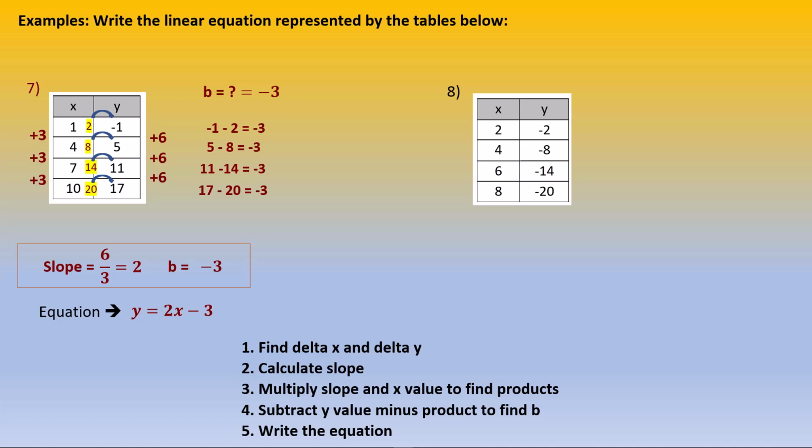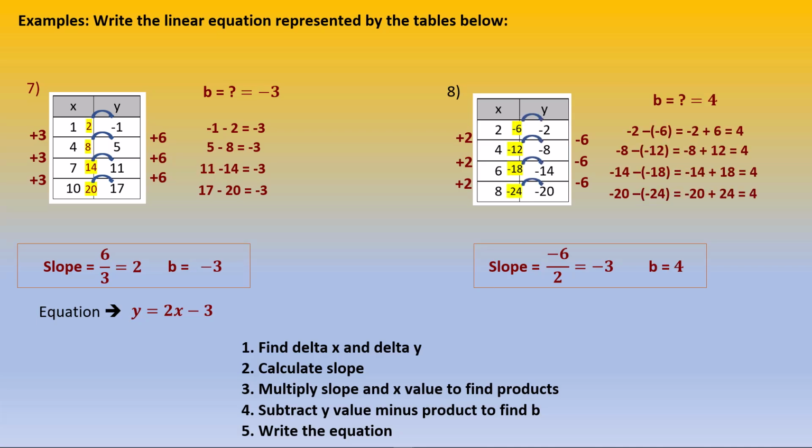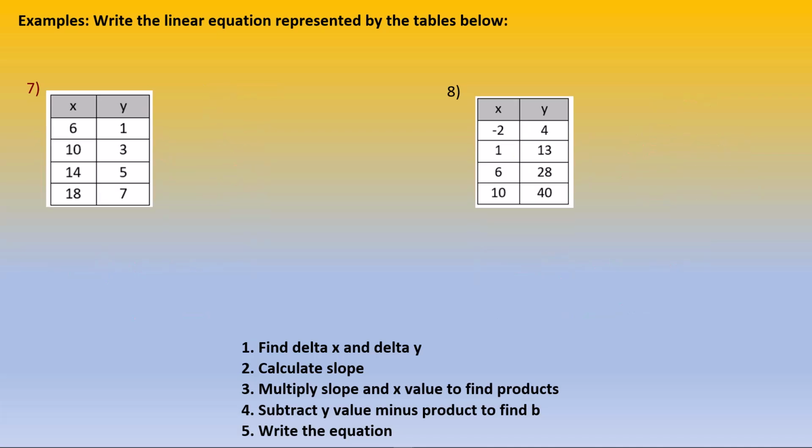In the second example, we follow the same steps. Delta x and delta y, calculate the slope, multiply the slope times x to get products, subtract the products from y to get b, write the equation. Try these next 2 examples. Pause the video while you work out the steps, and then press play to see each answer.